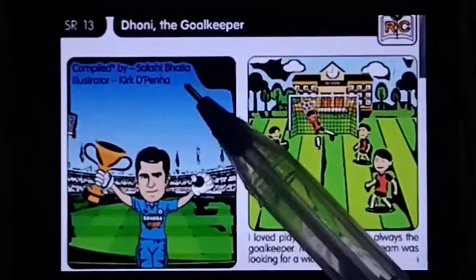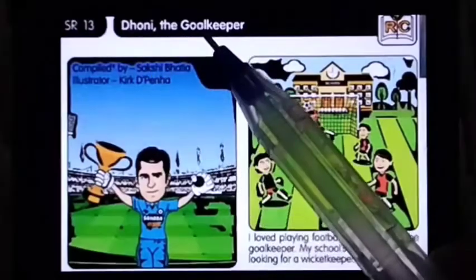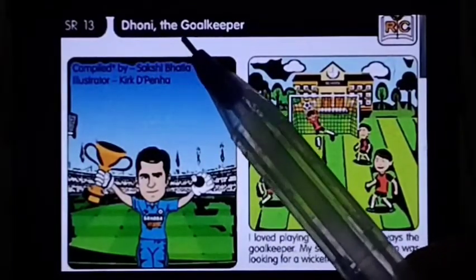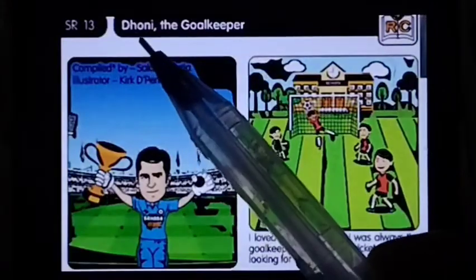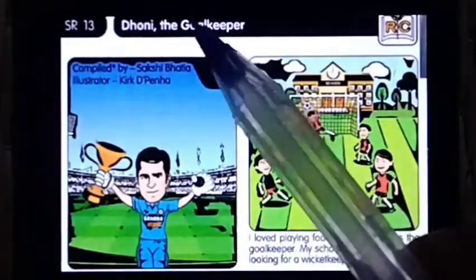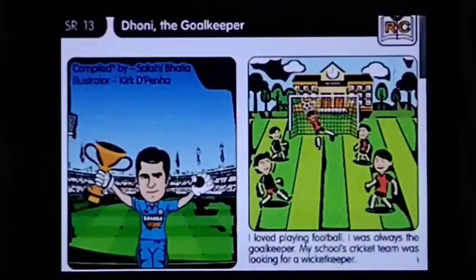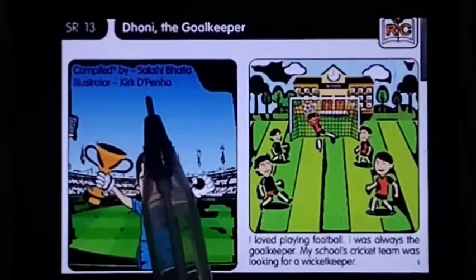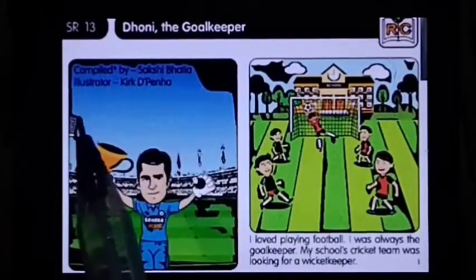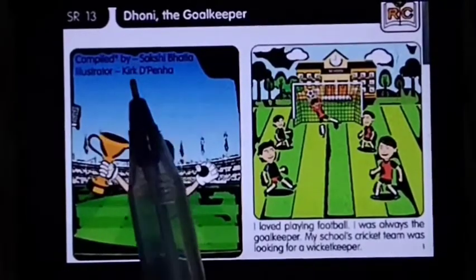These are the whole words that we see in our today's class. Let us move on to reading and listening comprehension. In this part, we are going to read one story. The title of the story is Dhoni, the goalkeeper. Compiled by Shakshi Bhatia. Illustrator Kikdi Penha.